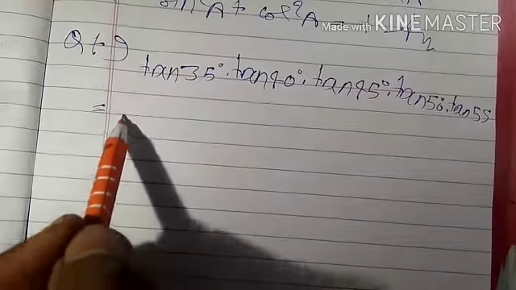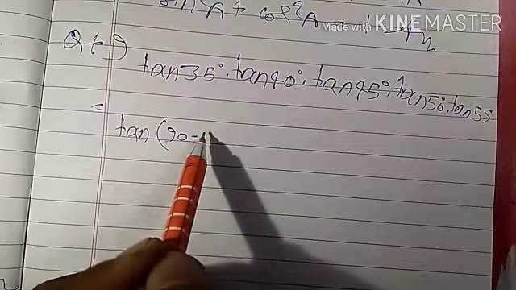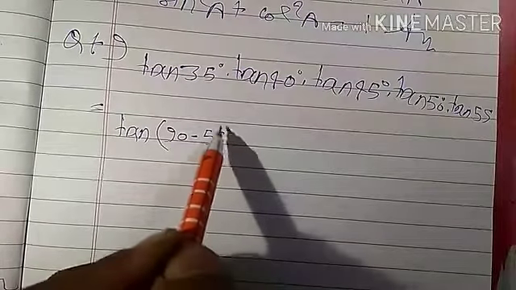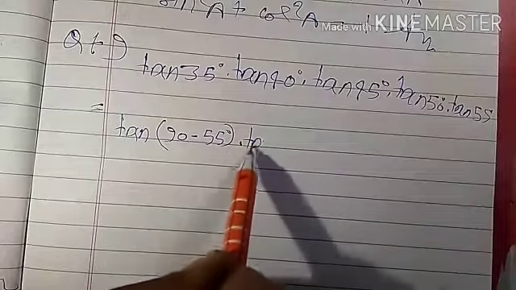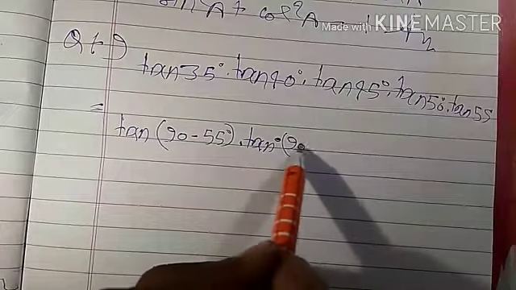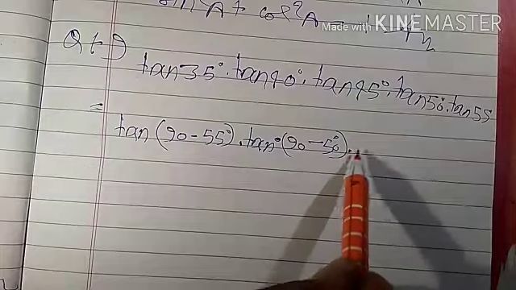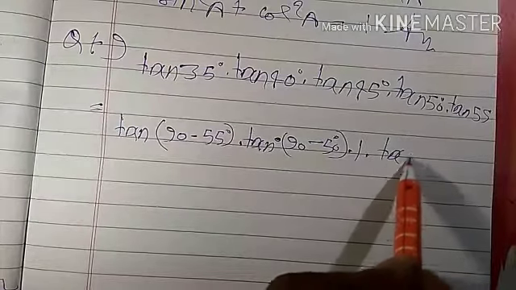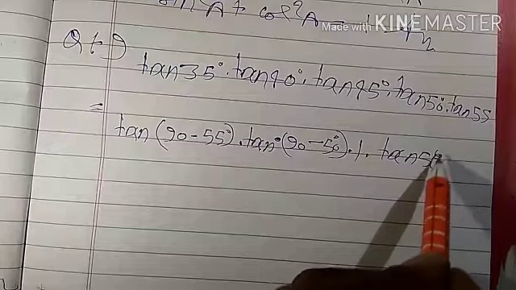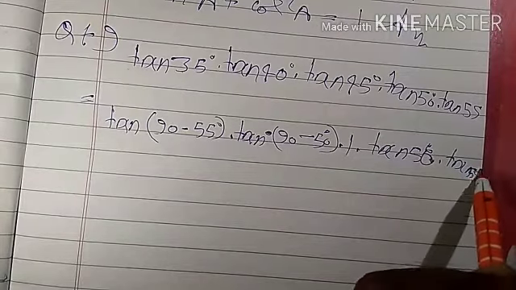tan 45° is equal to 1, and tan 35° is equal to tan(90 − 55°), and tan 40° is equal to tan(90 − 50°), and tan 45° is equal to 1, and tan 50° into tan 55°.